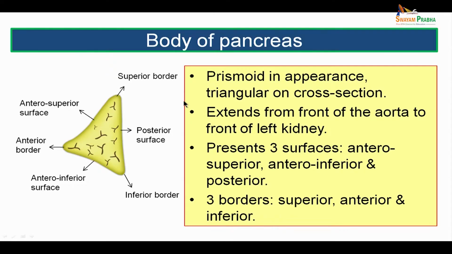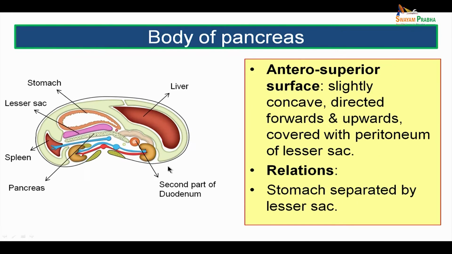The picture here shows us a section through the body of the pancreas. So, this is the superior border, the inferior border and the anterior border, and the three surfaces are anterosuperior surface, anteroinferior surface and the flat posterior surface which rests on the posterior abdominal wall. Let us see relations of the surfaces of body of pancreas.